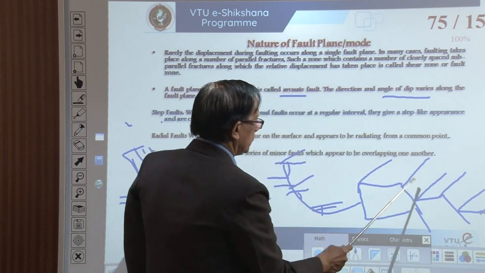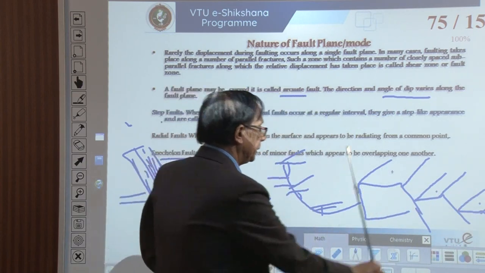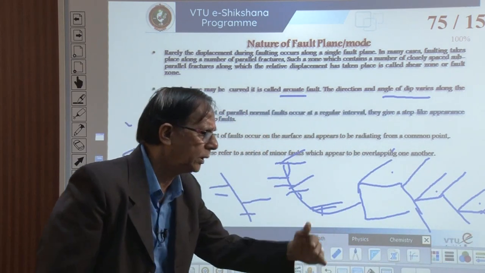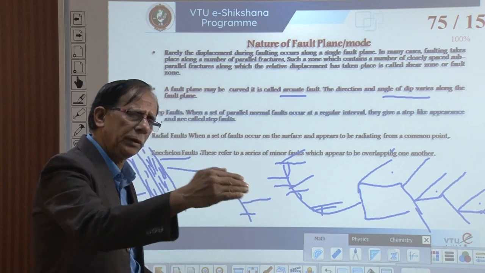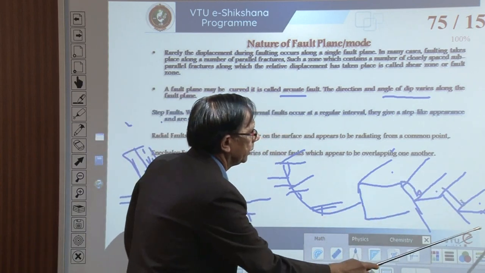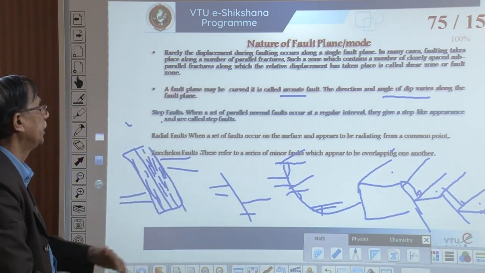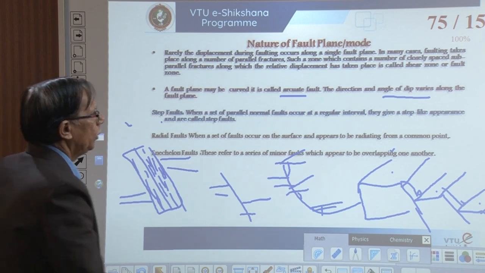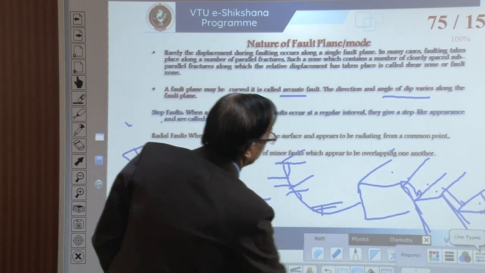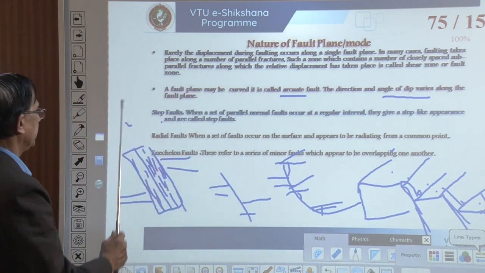Steps like, what is that? They have several fault planes consistently in one direction. Blocks are moving down, down, down. Here they moved down, here they have moved down, here they moved down. Consistently they have moved downward, and the fault planes are parallel. This plane, this plane, this plane are parallel to each other. Then it is the case of a step fault.